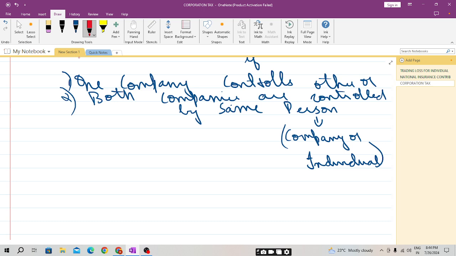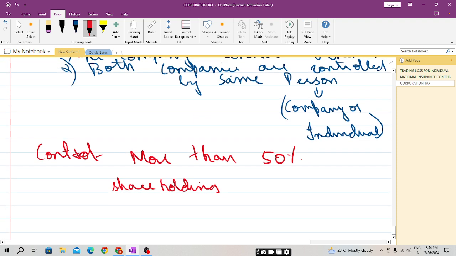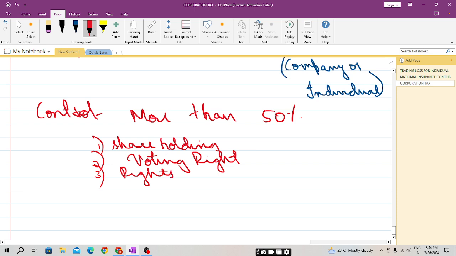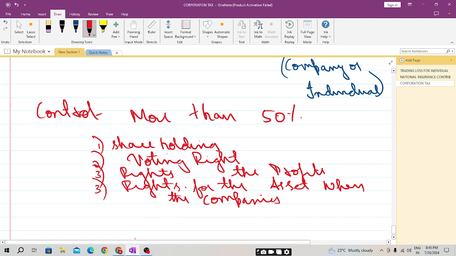So students, the term control means more than 50% shareholding or voting rights, or more than 50% rights to the profits, and more than 50% rights to the assets when the company is winding up. I hope this is clear, students.